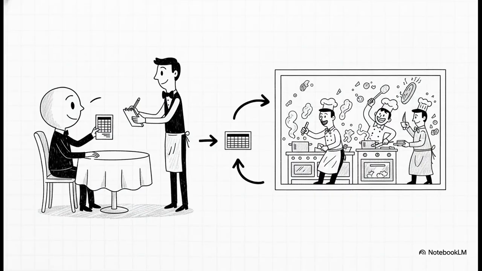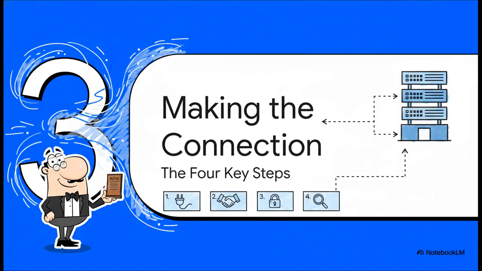Okay, here's a really simple way to think about it. Imagine a busy restaurant. The powerful server? That's the kitchen. It's got all the chefs, all the ingredients, all the equipment, the whole shebang. The thin client on your desk? That's your waiter. You tell the waiter what you want, like, hey, open a web browser, and they just pass that order along to the kitchen. The kitchen does all the hard work, and the waiter simply brings you the finished dish. See? Simple, right? So we've covered the what. Now let's get into the how. How does that waiter actually talk to the kitchen?